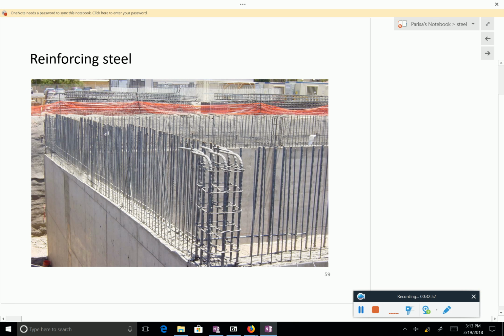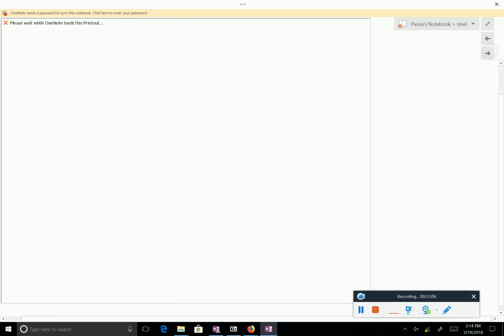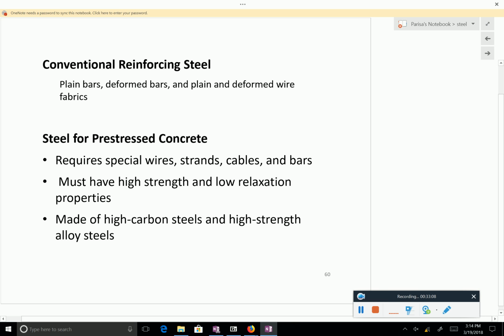And finally, reinforcing steel. This is how it looks during construction. In the past, we were using plain bars, which are smooth bars. But now, typically, we use deformed bars, which have threads. And this is for the steel to have a better bond with concrete. This is one type of reinforcing steel.